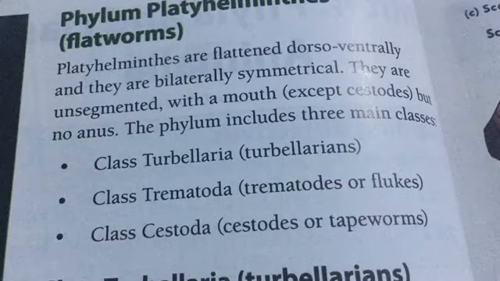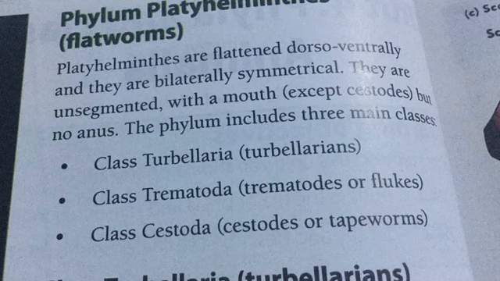Phylum Platyhelminthes, flatworms. Platyhelminthes are flattened dorsoventrally and are bilaterally symmetrical. They are unsegmented with a mouth, except in some, but no anus. The phylum includes 3 main classes: class Turbellaria, the turbellarians; class Trematoda; class Cestoda. These are the tapeworms.